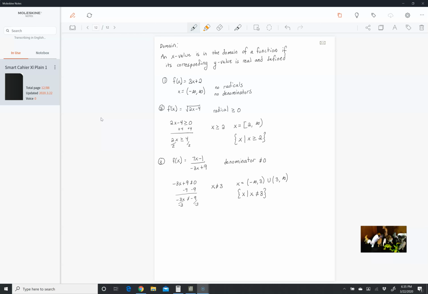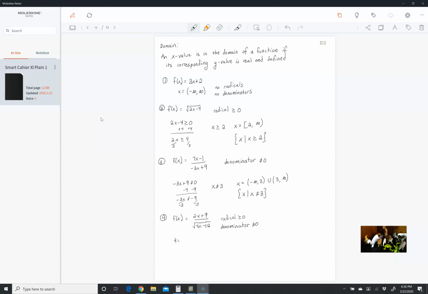Okay, then we have the fourth possibility, where we have both. We have a denominator and a radical. And in this case, our radical is in the denominator. So we have 2x plus 9 over the square root of, let's say, 4x minus 12. So our radical has to be greater than or equal to 0. Our denominator can't be 0.